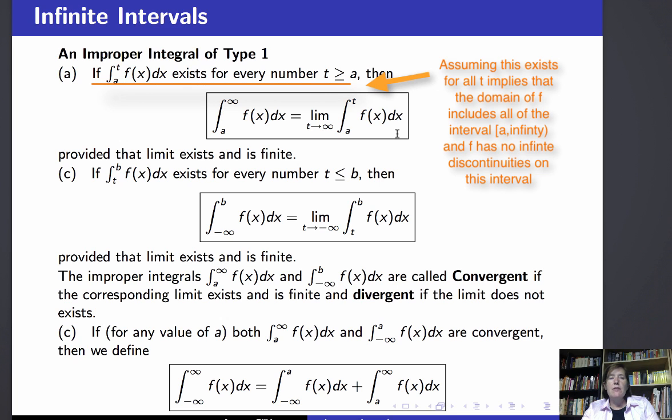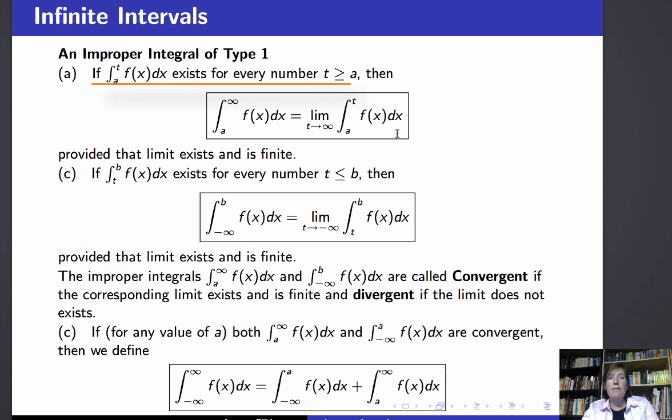So this definitely means that f of t is defined for every value of t between a and infinity and at a. And it also means that you can't have an infinite discontinuity for f in this interval. So you can't have a point where f goes to infinity or minus infinity in this interval. If you like, you can imagine that f of x is continuous. Probably for most of our examples, we'll apply this to continuous functions, but it also applies to functions which have a finite number of discontinuities in that infinite interval.